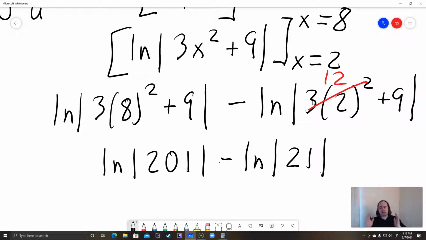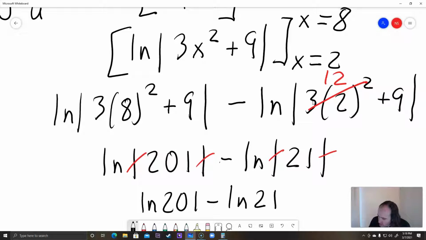Now remember, absolute value, you only need that if the number is negative. If the number is already positive like this, absolute value doesn't do anything. Absolute value just makes sure that the number is positive, but if it's already positive, you can just get rid of it. Okay, so I'm going to get rid of these absolute values. So we really just have ln of 201 minus ln of 21.